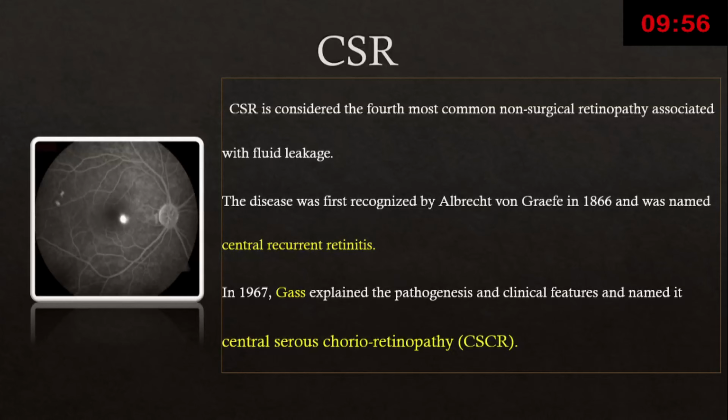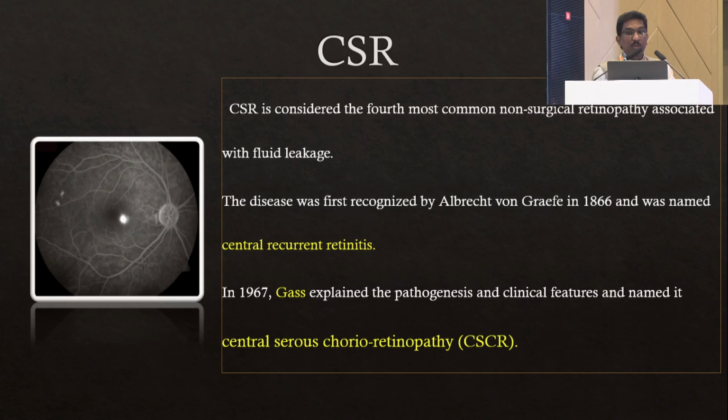Very good afternoon. Thank you very much, sir, for giving me this opportunity in your IC. So, CSR is considered the fourth most common non-surgical retinopathy associated with fluid leakage. It was first recognized way back in 1866 and termed central recurrent retinitis. However, it was Gass who explained the pathogenesis and the clinical features and named it central serous chorioretinopathy.